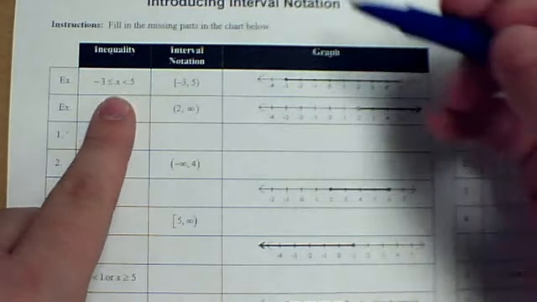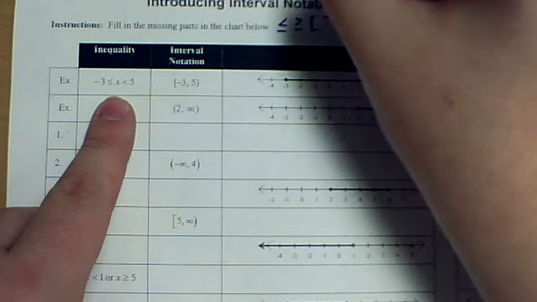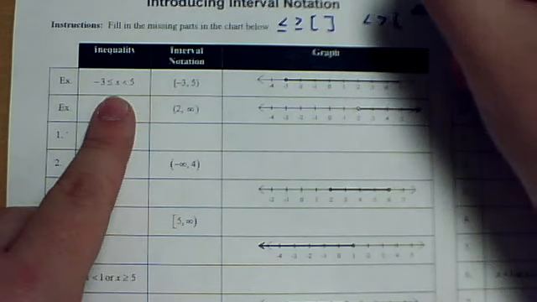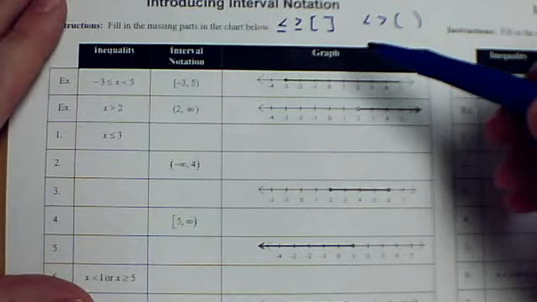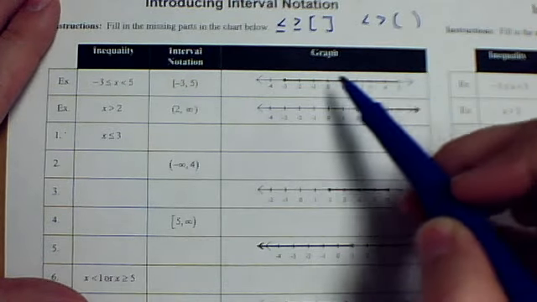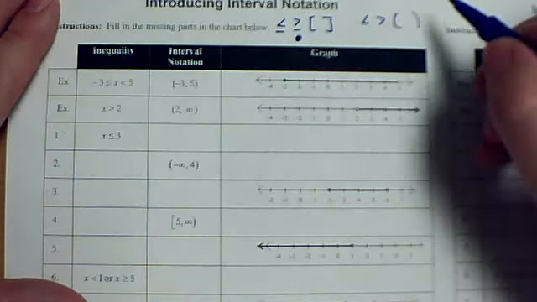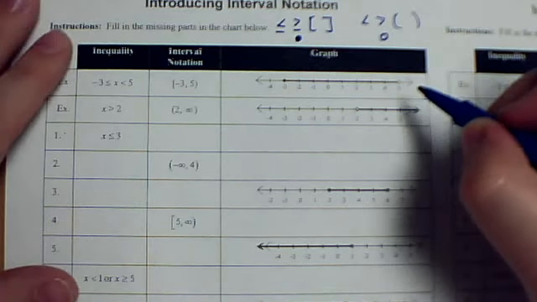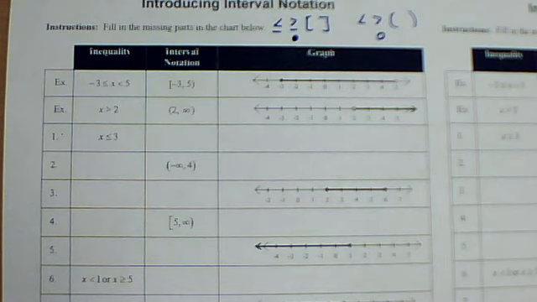So when we have less than or equal to, greater than or equal to, we're going to be using brackets. If we have just less than or greater than, we're going to be using parentheses. Okay. Then if we go to our graph, it's in between negative 3 and 5. It's equal to negative 3, so that's a closed circle. And it's just less than 5, so it's an open circle. Okay, so those are just our hints to help us out from there.